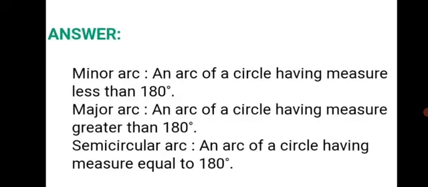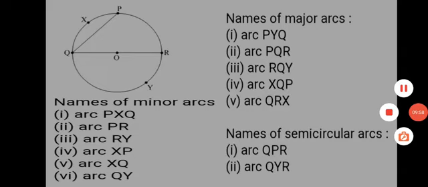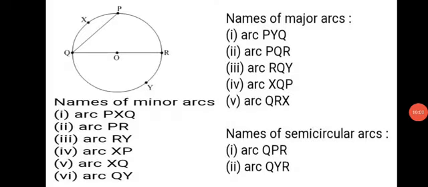Minor arc: an arc of a circle having measure less than 180. Major arc: an arc of a circle having measure greater than 180 degree. And semicircular arc: an arc of a circle having measure equal to 180 degree. So now let's write the answer. Here we have the names of minor arcs, the names of major arcs, and the names of semicircular arcs. Let us look at them one by one.